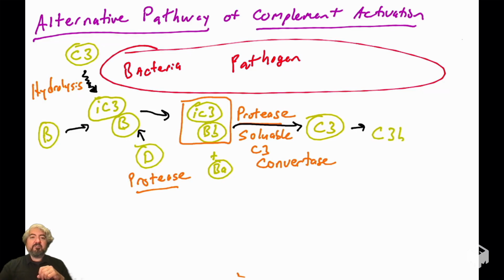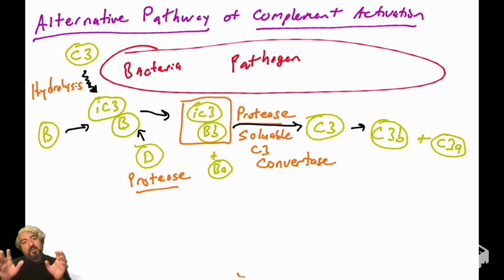It's a protease, it cleaves it. What is going to happen when you cleave C3 protein? Well, it's going to make two smaller proteins, C3a and C3b. So all we did was we activated a protease. We used that protease to cleave a protein. So the substrate of the soluble C3 convertase is C3. The products are C3a and C3b.